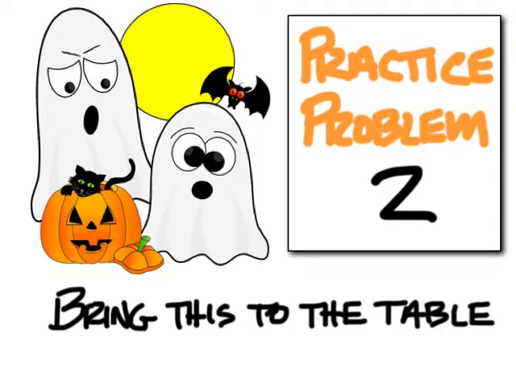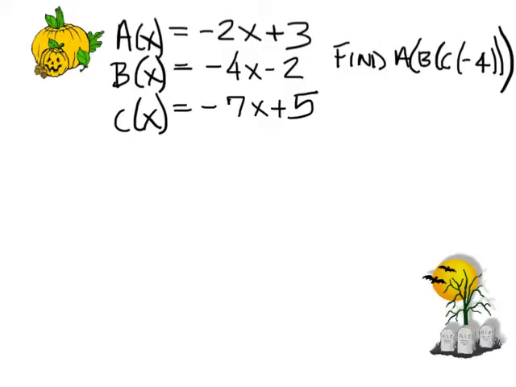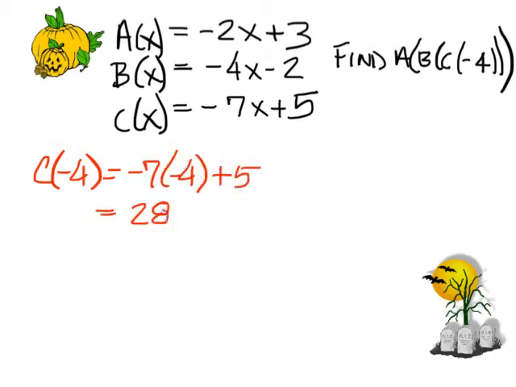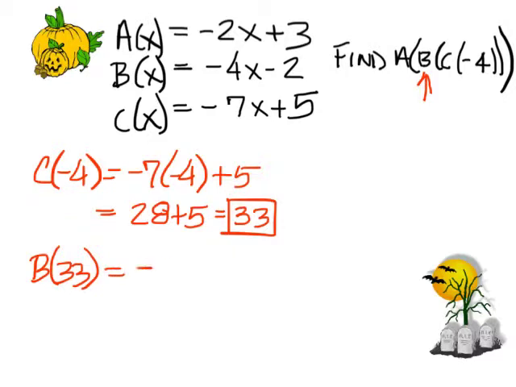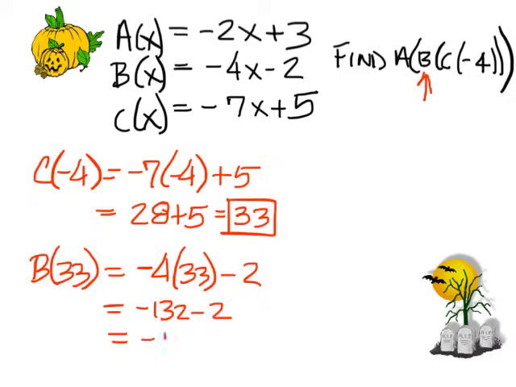Practice 2. Our goal is to have more than 1 with the right answer this time. On the practice, you have to start with C of negative 4, and that is a negative 7 times negative 4 plus 5. 28 plus 5 is 33. Use that for the next one, which is B. So B of 33 is negative 4 times 33 minus 2. That should be a negative 132 minus 2, which is a negative 134.